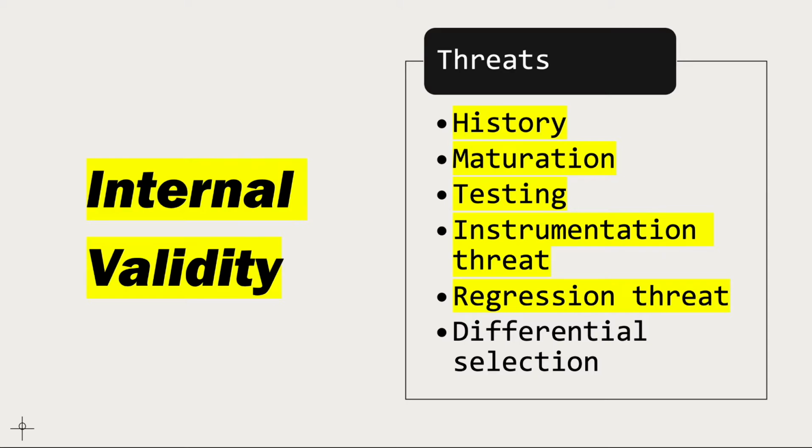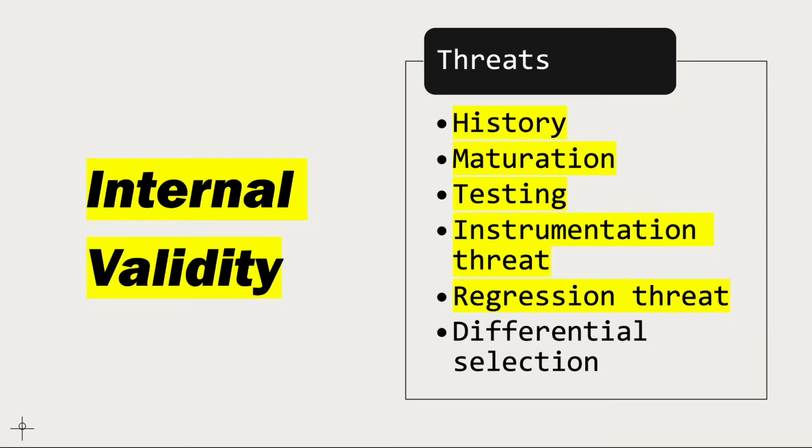Instrumentation threat is something to be aware of when the researcher uses different instruments at pre and post. So now you've got a situation where they've tried to control for testing threat, but they've introduced something else. If they don't take steps to ensure that the instruments are equivalent in terms of, say, their difficulty or their coverage of the topic, then any observed change could be due to differences in the instruments themselves rather than the intervention that was introduced.